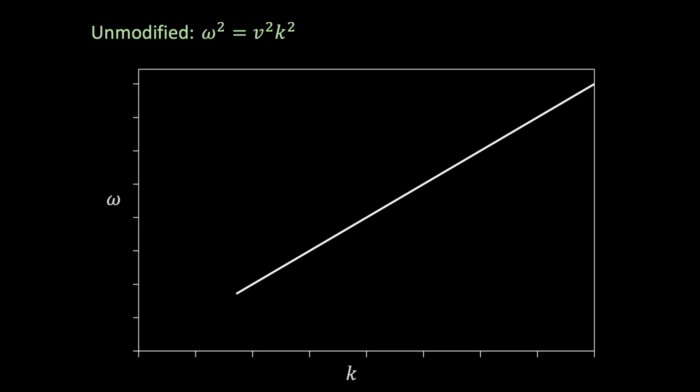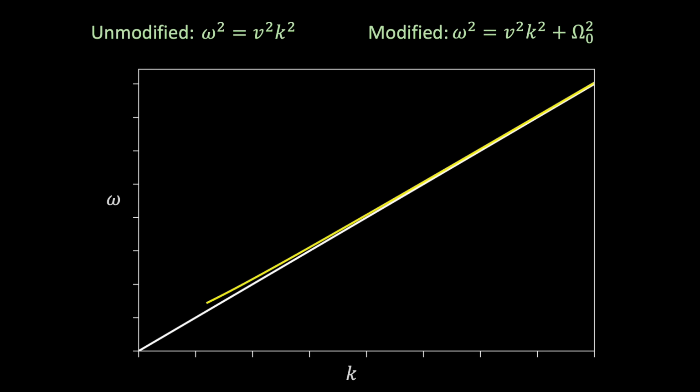We can see this even more clearly if we plot k on the x-axis and omega on the y-axis. And if we then plot the unmodified dispersion relation corresponding to the rope without springs, we see that as k goes to zero, so does the angular frequency. Whereas if we plot the modified dispersion relation, as k goes to zero, the angular frequency tends to omega naught.